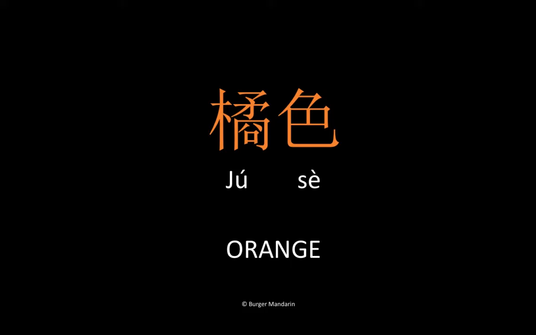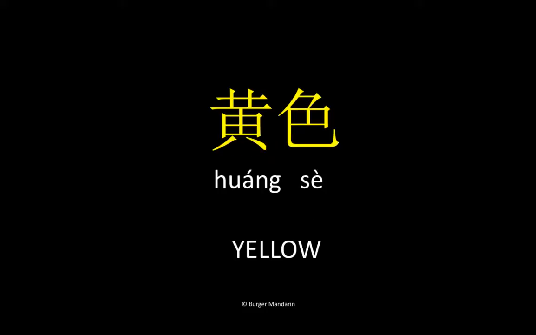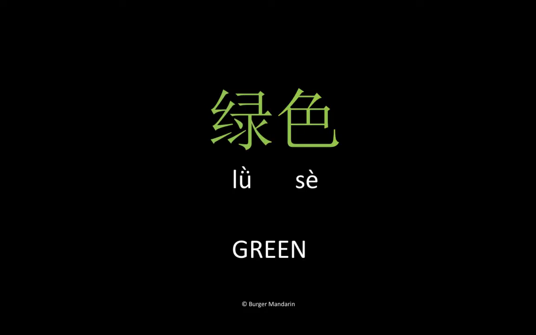The Mandarin for orange is 橘色. For example, the fruit orange is 橘子. The Mandarin for yellow is 黄色. The Mandarin for green is 绿色.